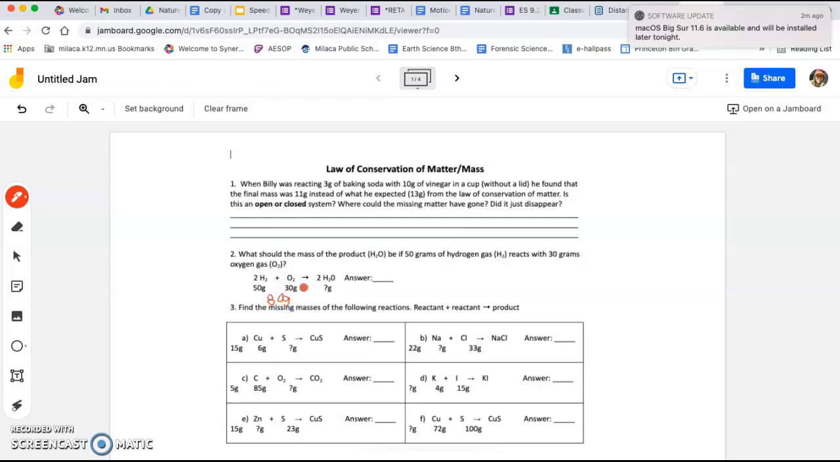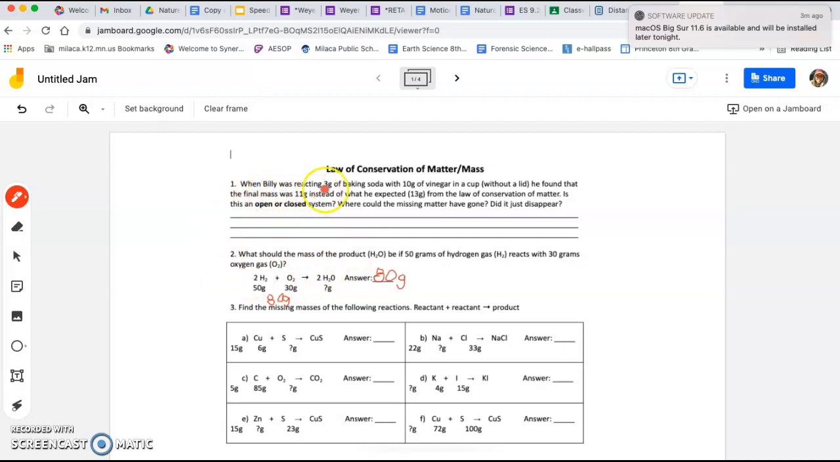And if I'm assuming that this is a closed system, which I am, that means when this hydrogen and this oxygen come together, at the end, I should also have 80 grams, because that's what the law of conservation of matter states. Whatever I start with, I need to end with in a closed system. Matter cannot be created or destroyed. All right, so let's go back up to number 1.